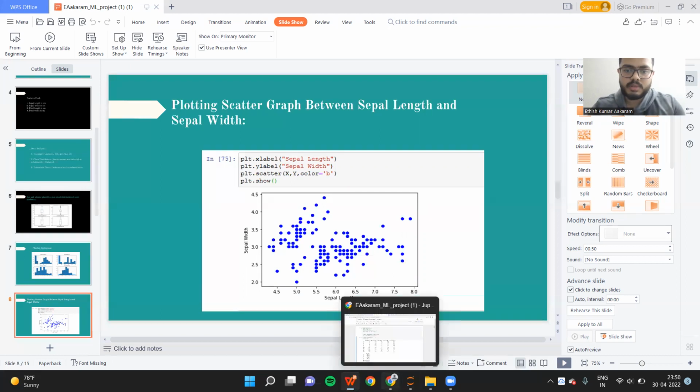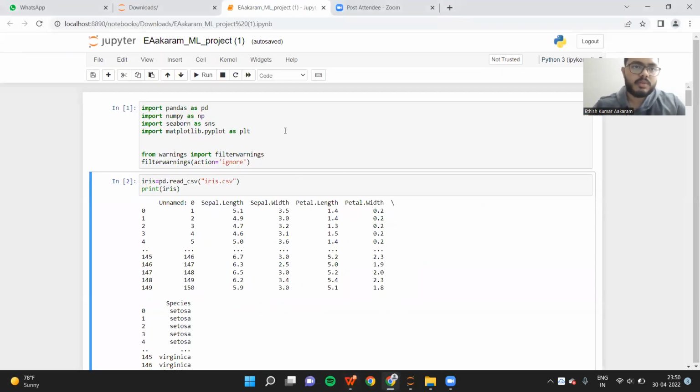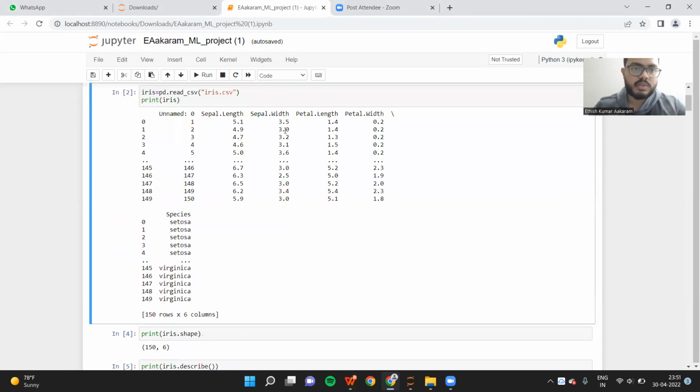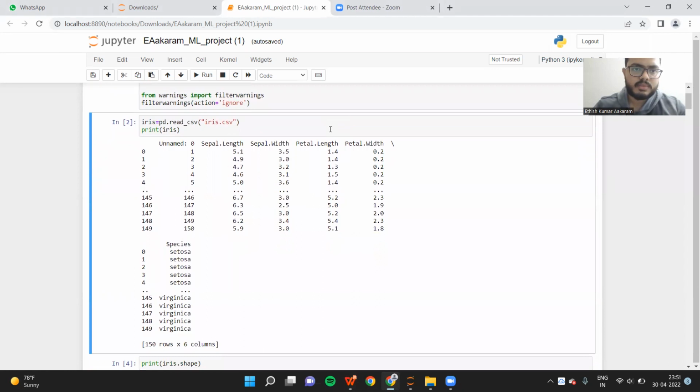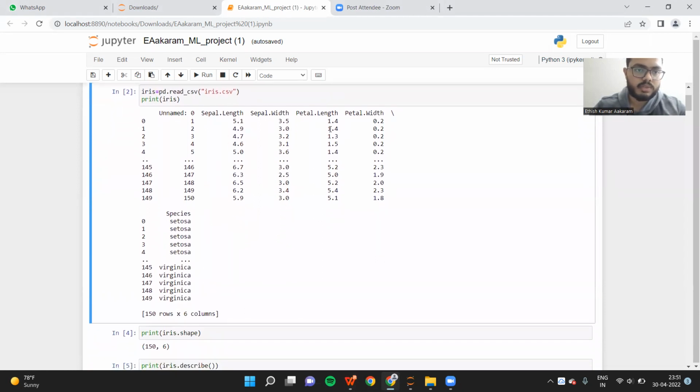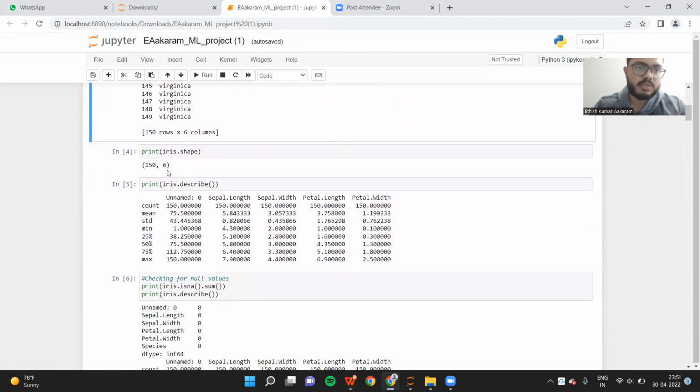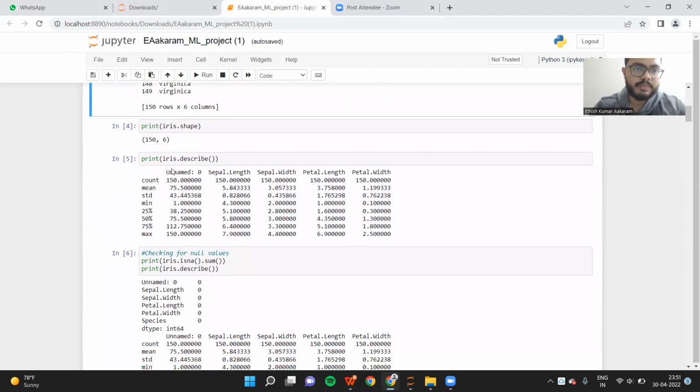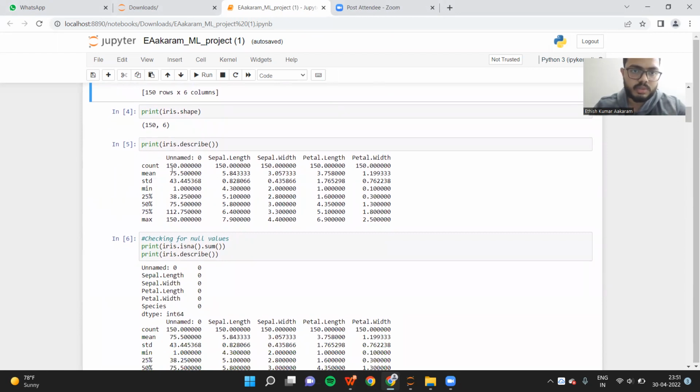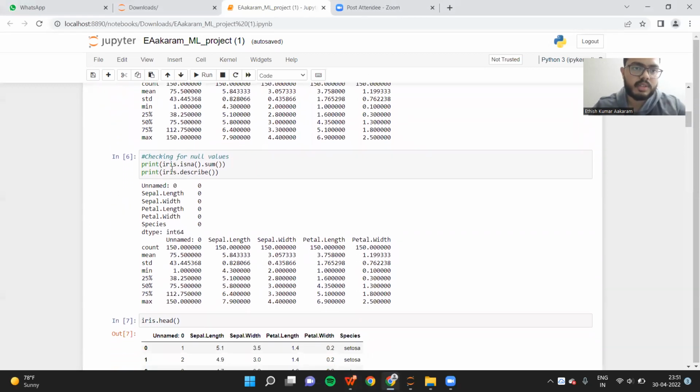So let me show you the program. I've imported all the libraries that I need for the initial understanding. I've taken this iris dataset here, and this is the shape. It has 150 rows and 6 columns. This is the table, the description of the dataset that I've taken.